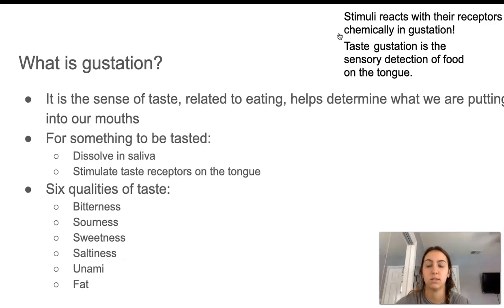So the 6 qualities of taste are bitterness, sourness, sweetness, saltiness, umami, and fat. Fat is also a rather new taste quality, so there's not a whole bunch of information on fat in the book so far. The stimuli react with their receptors chemically in gustation, which is different from what we are usually used to learning about, thermal, photic, or kinetic energy instead of chemical reactions. Gustation is the sensory detection of food on the tongue as well.